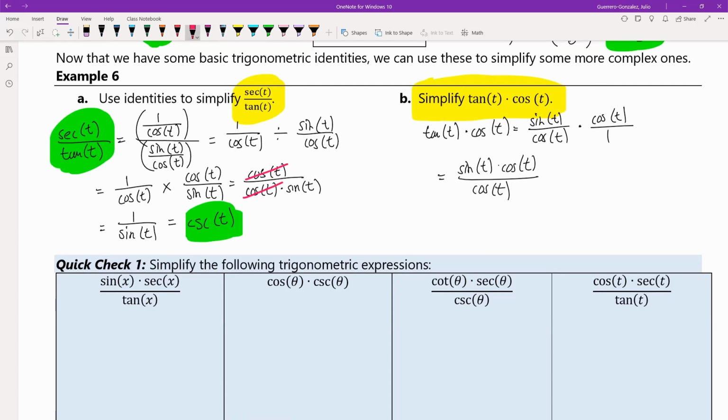Again, there's a cosine of t on the top, cosine of t on the bottom, and they're being multiplied. That's a multiplication in between. All I get left with now is sine of t. And we are done. So this statement right here, tangent times cosine, is the same thing as writing down sine of t. We are done.